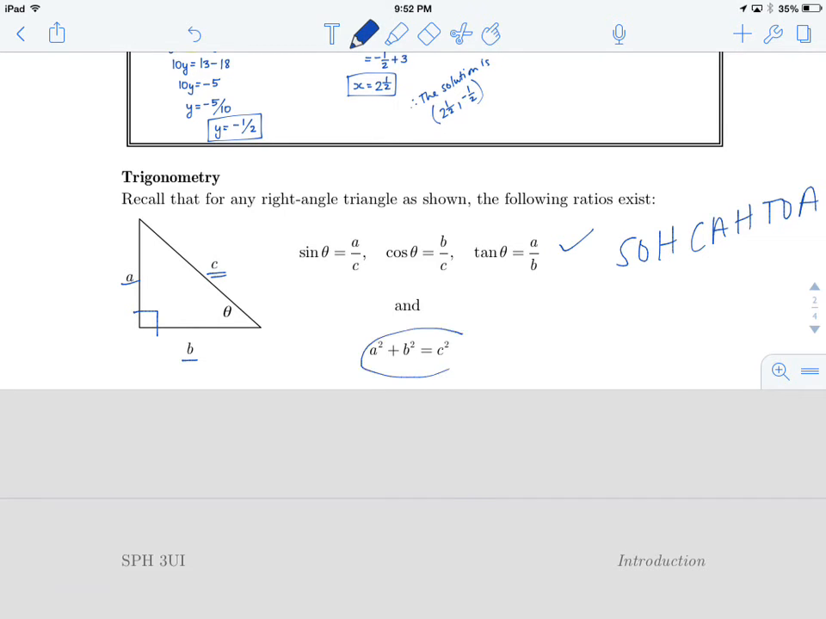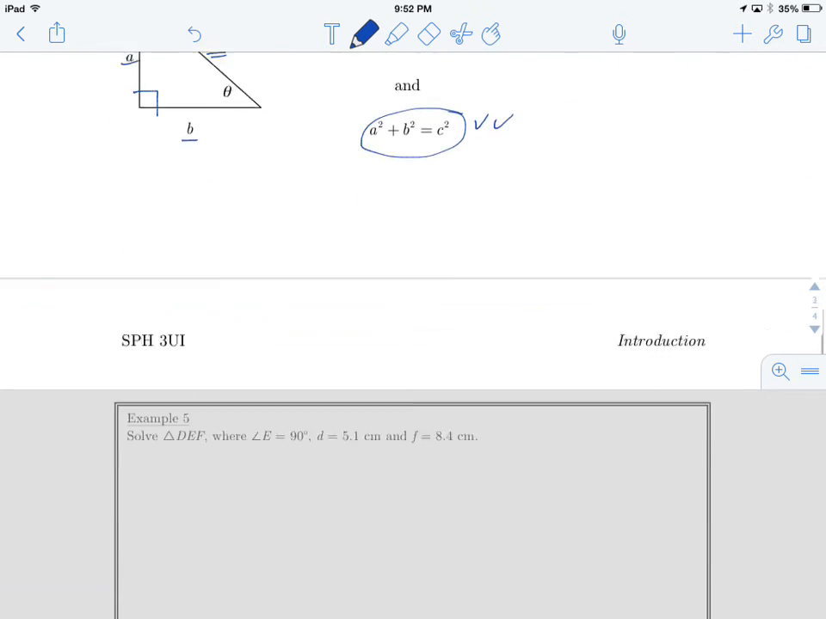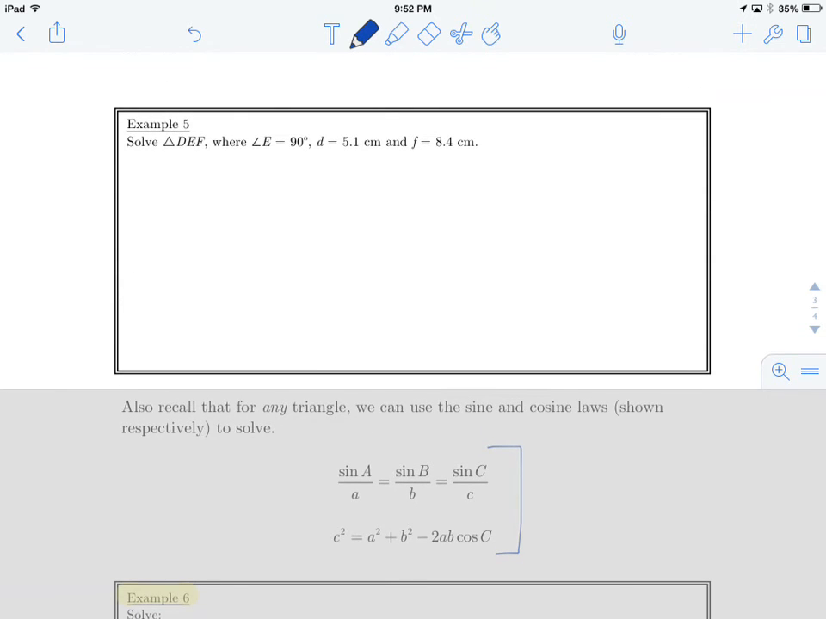And we can also use, for right angle triangles only, the Pythagorean theorem. But this is for right angle triangles only. We couldn't use this for anything else. Okay. All right. So let's keep it rolling here and look at example number 5.